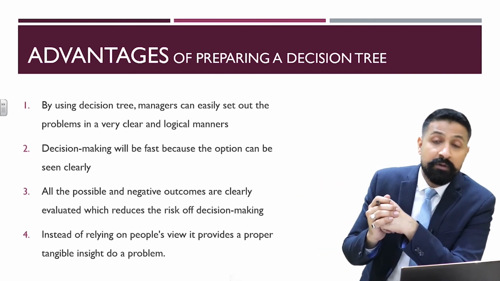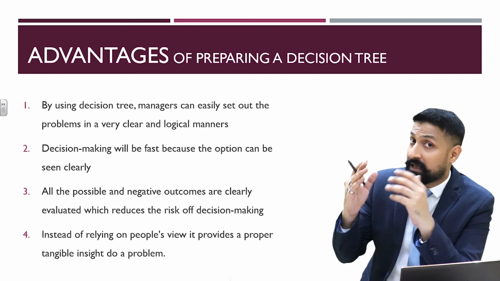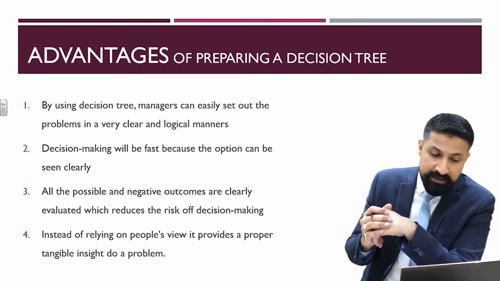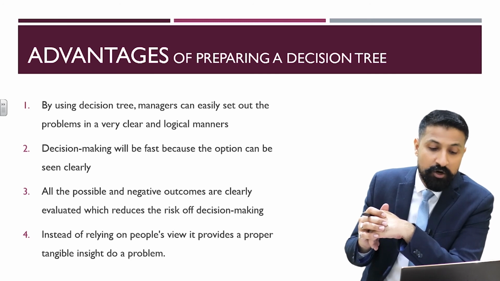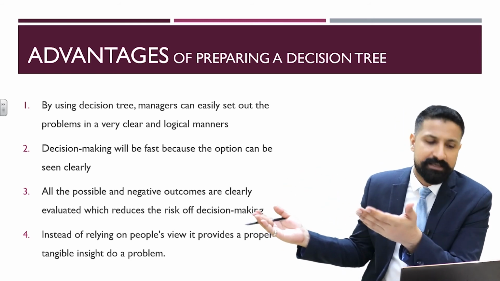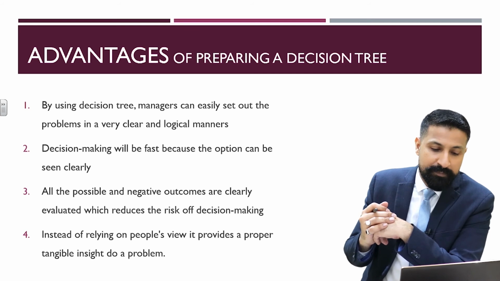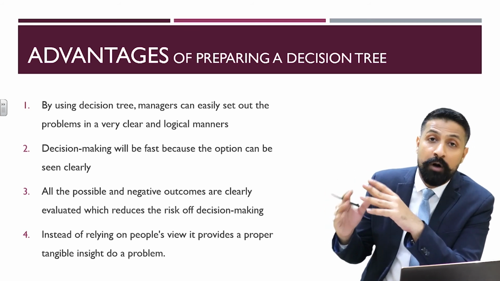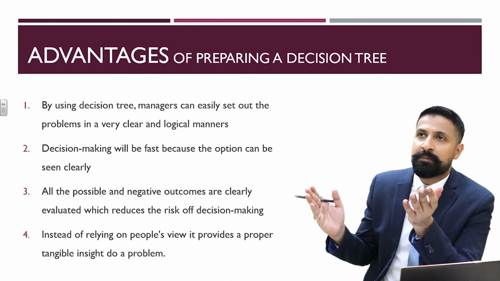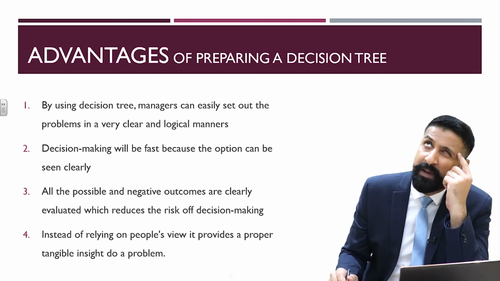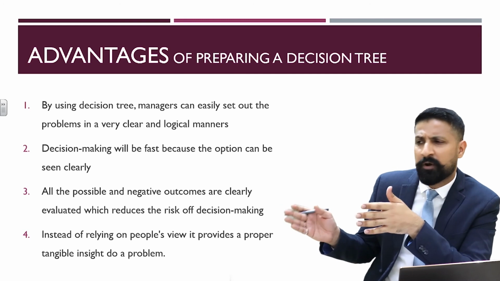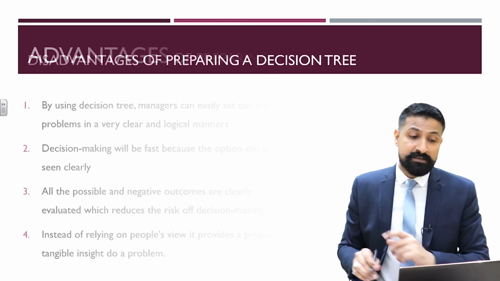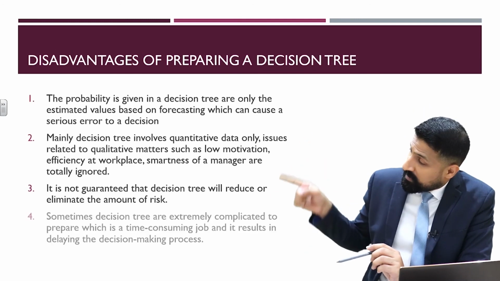Second thing, decision making will be faster because the options can be clearly seen. Makes sense. All the possible positive and negative outcomes are clearly evaluated, which reduces the risk of decision making. Also makes sense. And instead of relying on people's views, it provides a proper tangible insight into a problem. Yes, you don't have to rely on people's views saying, oh, I expect that this can happen. No, you have got the proper numbers there in front of you. Just go ahead. Okay, but there are some disadvantages as well to preparing a decision tree.